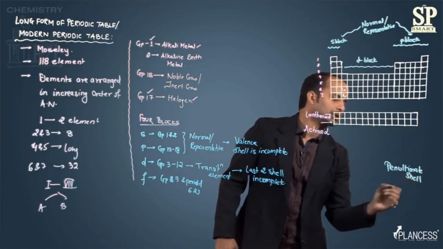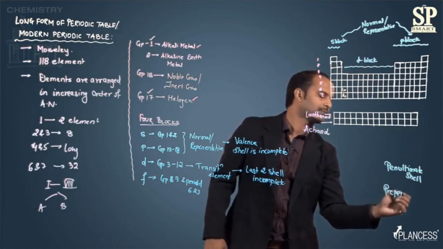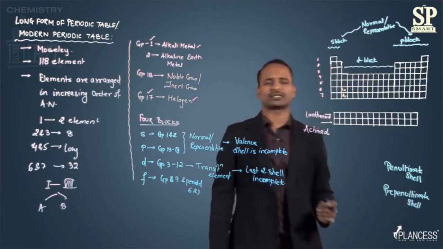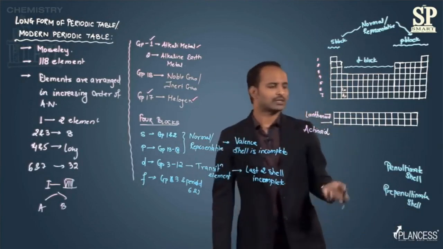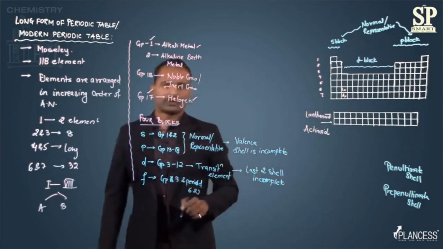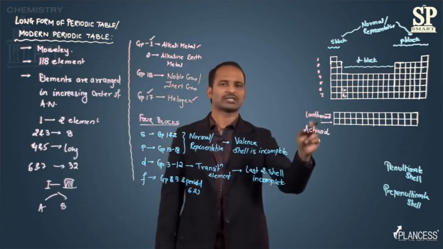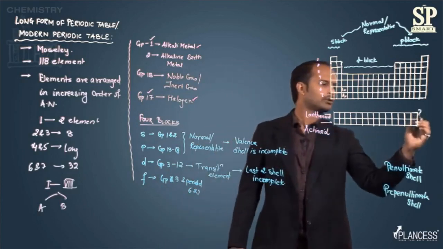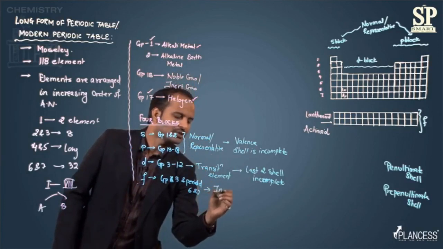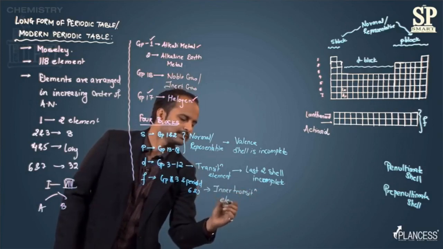And the third last shell, that is before the penultimate shell, is called the pre-penultimate shell. So the outermost shell we call the valence shell, the second last shell is the penultimate shell, and the third last shell is the pre-penultimate shell. Now F block elements, that is from group number 3, period number 6 and 7, these two series, the Lanthanide series, are F block elements, which are known as inner transition elements.